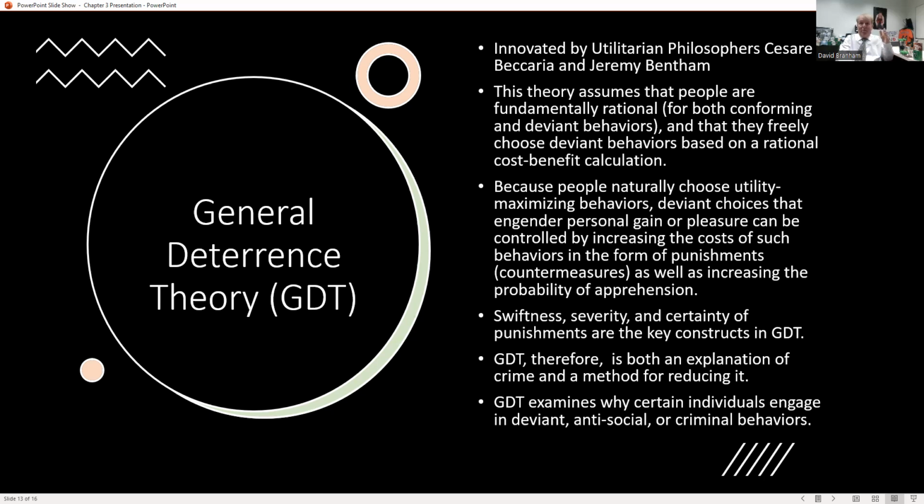Bentham and Beccaria will tell you that people will do the deviant behavior to get pleasure. So the theory assumes that people are fundamentally rational for both conforming behaviors and deviant behaviors, and that they freely choose deviant behaviors based on rational cost-benefit calculation. This theory basically says everybody has a cost-benefit calculation. Should I do this? Well, if it's not going to bring you pleasure, you say no. But if you need to avoid pain by doing it, then you make another calculation and you may do it.